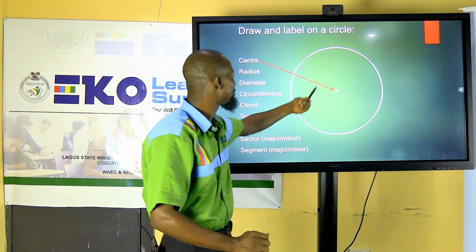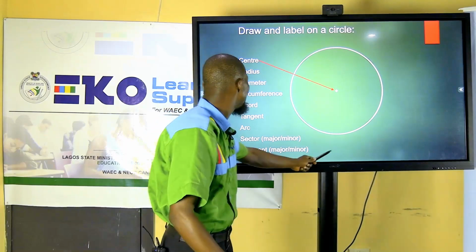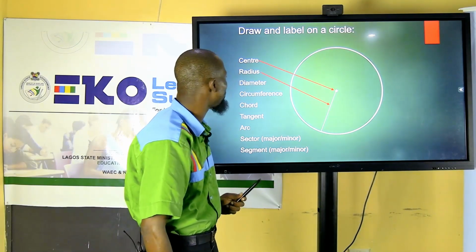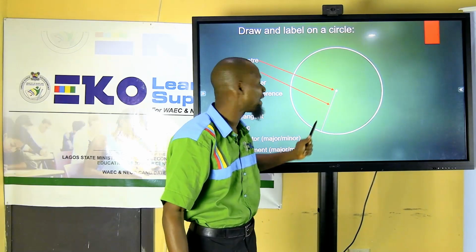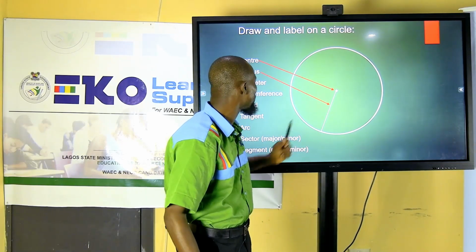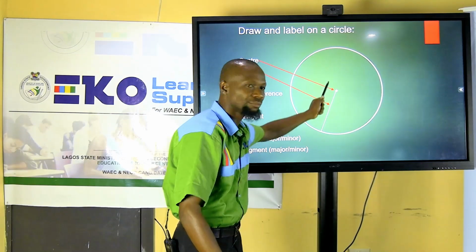All right, so this is the center. The center is the midpoint of what? Of a circle. We also have what we call the radius. The radius is the what? The line joining the center to any point on the circumference. And that is it. So this is a radius.